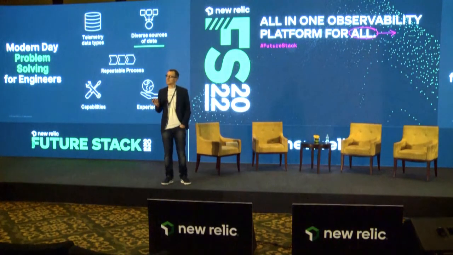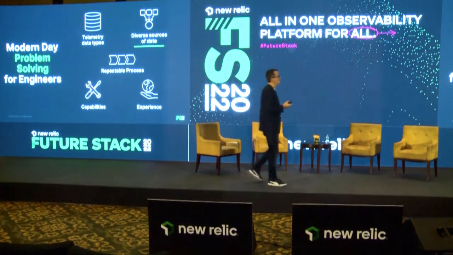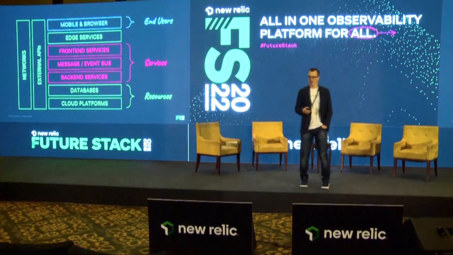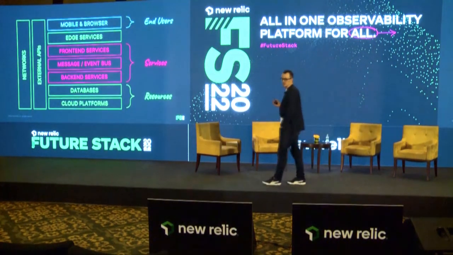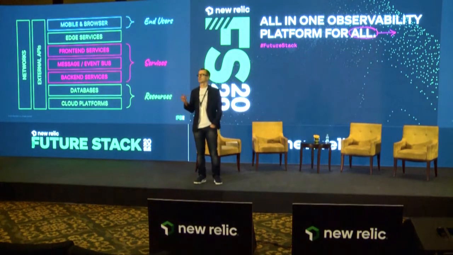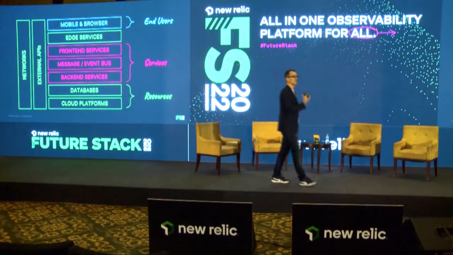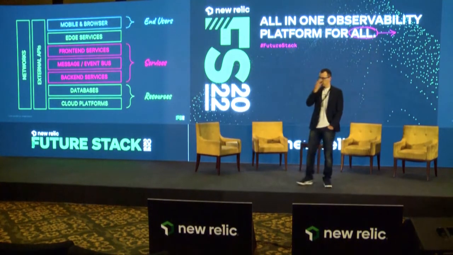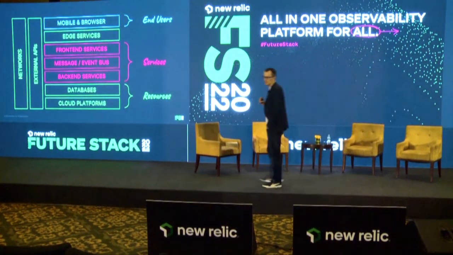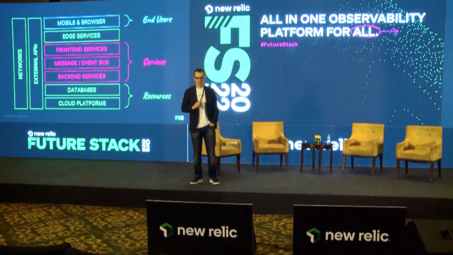So we also need diverse sources of data. And again, I want to emphasize the word here, diverse. So this is a typical application made up of 3 layers, and there are 3 diverse sources of data here. You've got the end user layer, which includes your mobile and browser applications. You've got your services layer, which implements your business logic, and the resources your applications consume.